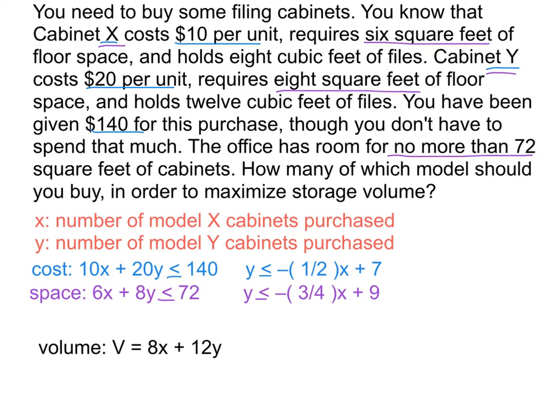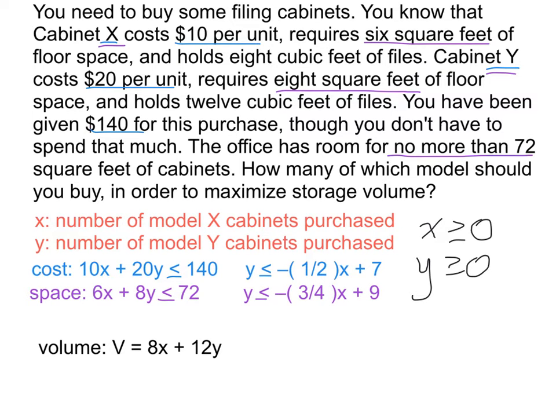Now it should be noted that obviously the number of X filing cabinets has to be greater than or equal to 0, and the number of Y filing cabinets has to be greater than or equal to 0, because otherwise it wouldn't make sense. It's a real-world situation. I can't buy negative cabinets.